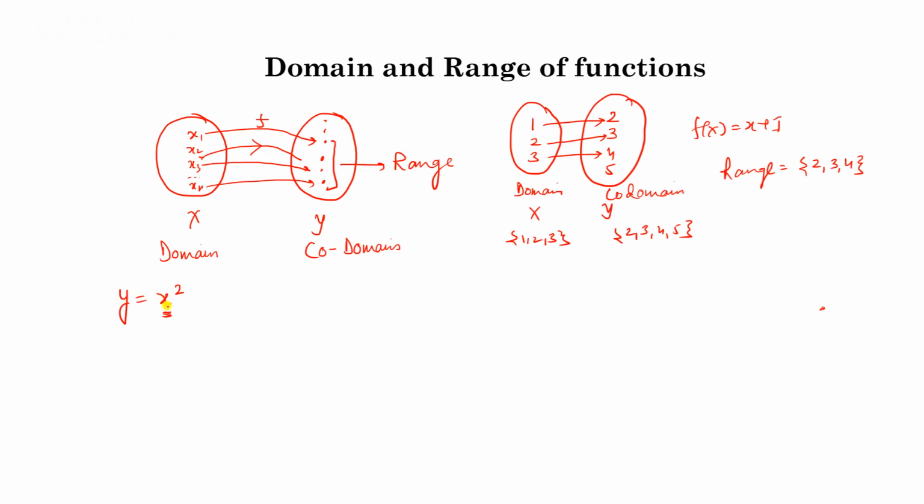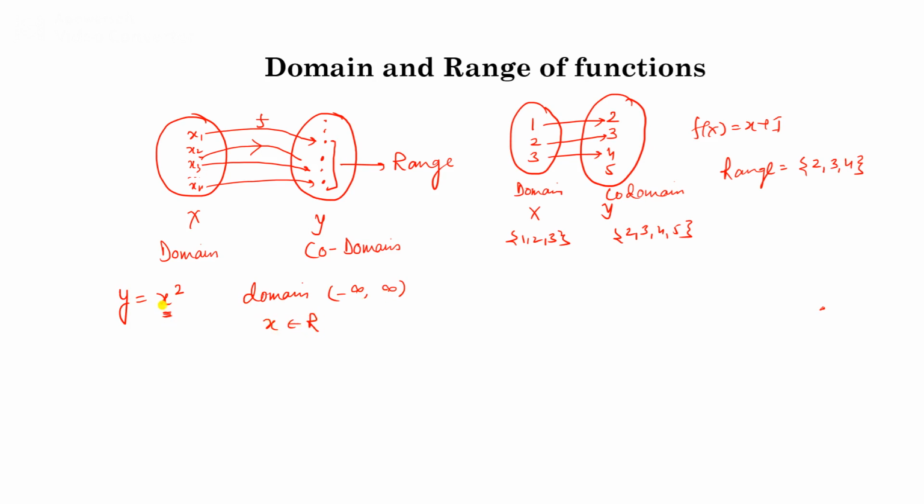Now you have to check all those values from the real line for which y has some value. Now look at this, it is x square. If you assign all real numbers, for every real number you will find a value of y. So the domain of this set is minus infinity to infinity, or you can say x belongs to R.